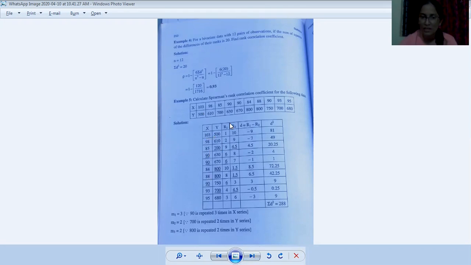So we have come to the last problem. The value of x is given and value of y is given. They say calculate Spearman's rank correlation coefficient for the following data. First of all, like we discussed, we have to rank them according to their values. Since 103 is the greatest, I've given value 1 to that, but there are repetitions here. So when the ranks repeat, what do we do?